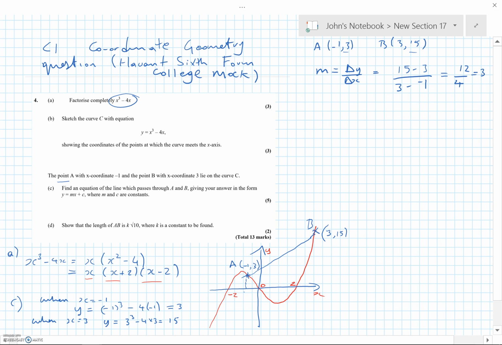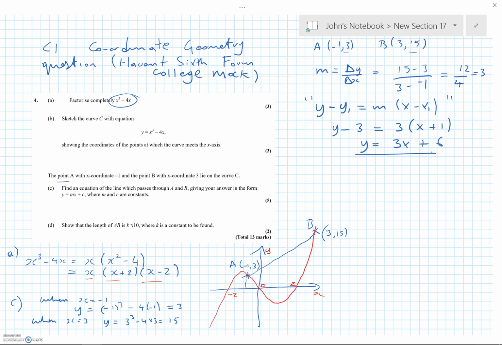And then we can do y minus y1 equals m(x minus x1). Some people just find c in the y equals mx plus c formula, which is also okay. If I put in my coordinate for point A, because the numbers are smaller, I've got y minus 3 equals 3 times (x plus 1). So that gives me y equals 3x plus 6. Okay, 3x plus 6, that's the equation.